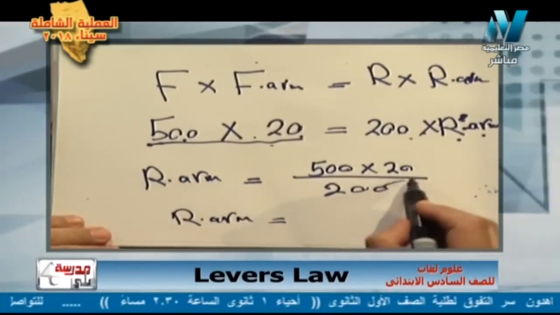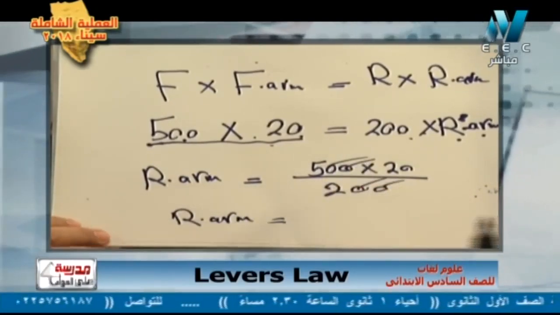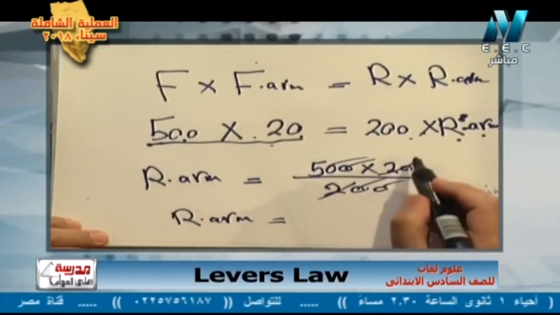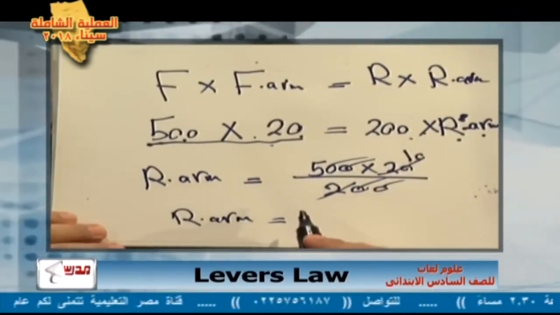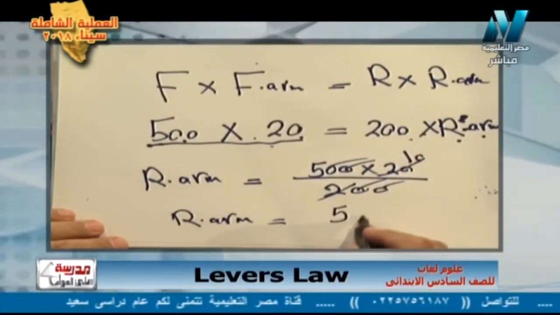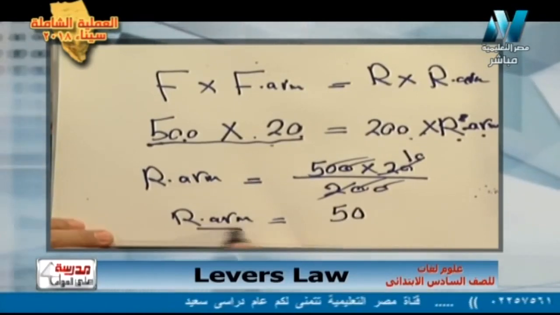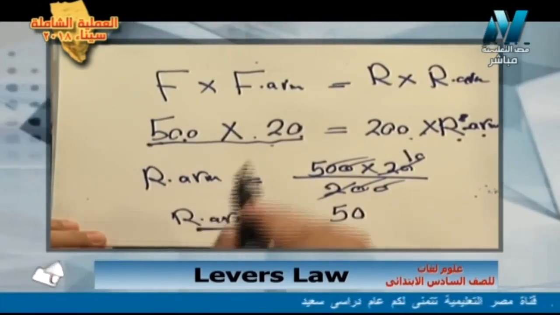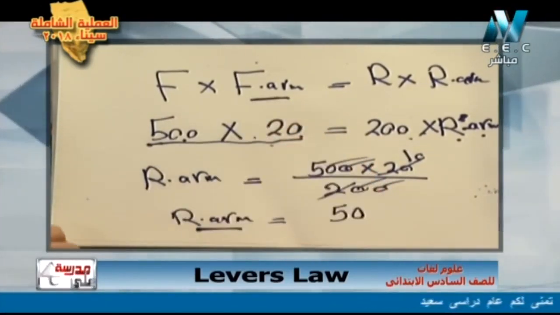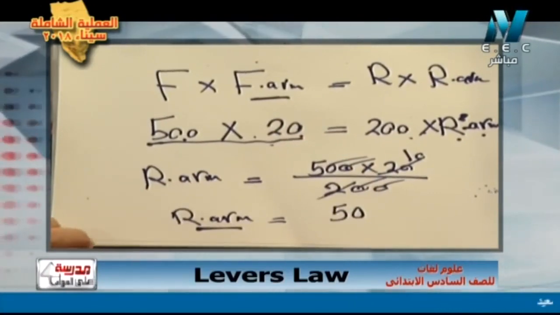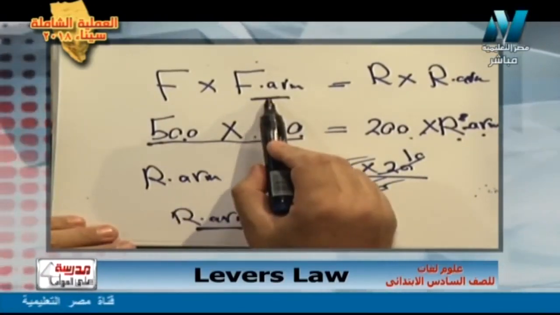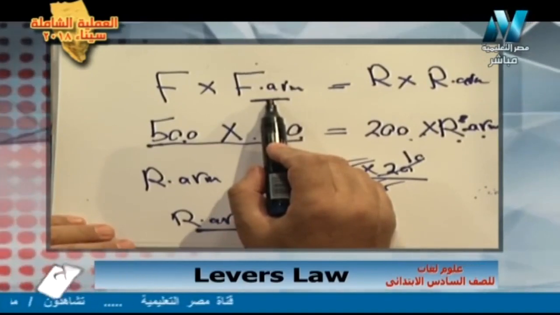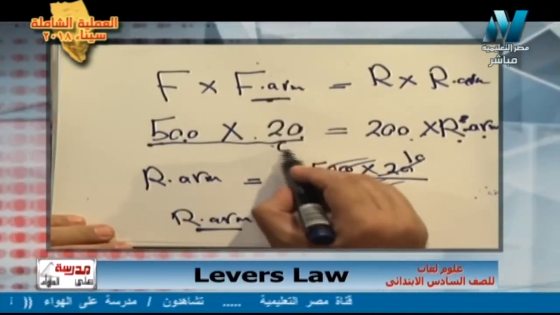I can omit two zeros with two zeros, or use the calculator. Dividing by 2 gives 1, dividing by 2 gives 10, so it will be 5 by 10, which equals 50. The resistance arm has the same unit as the effort force arm. To write the unit correctly, I go back to the problem and see the unit of the effort force arm. The effort force arm was 20 centimeter.